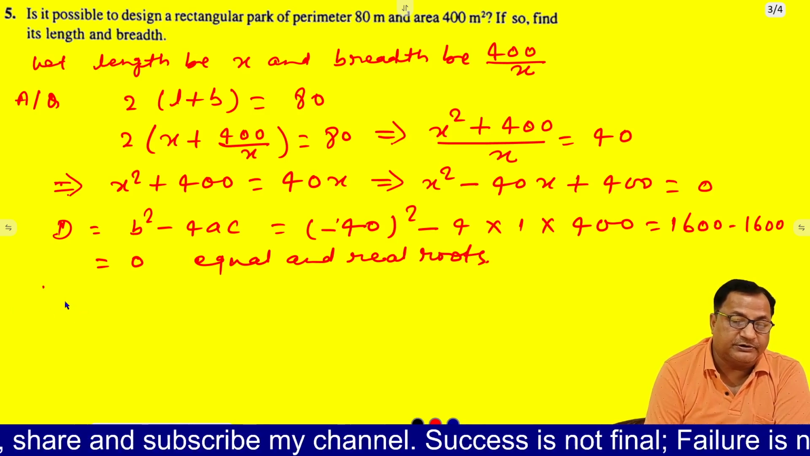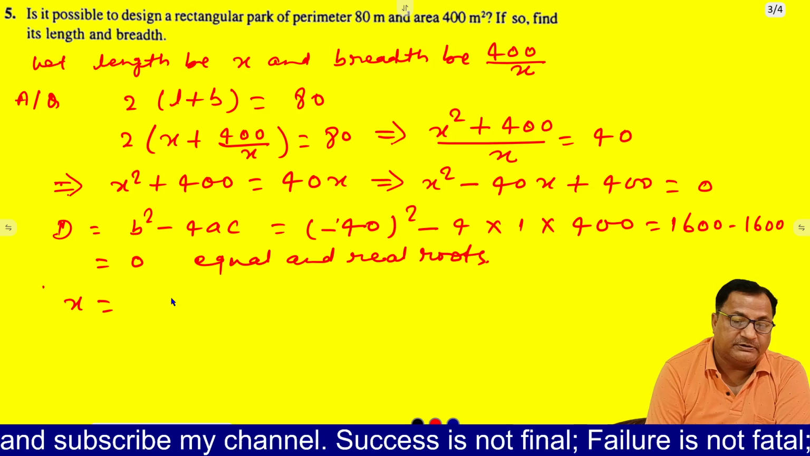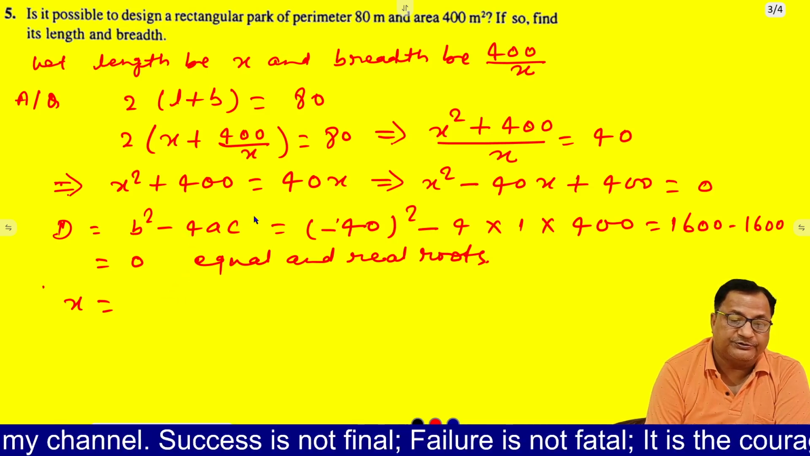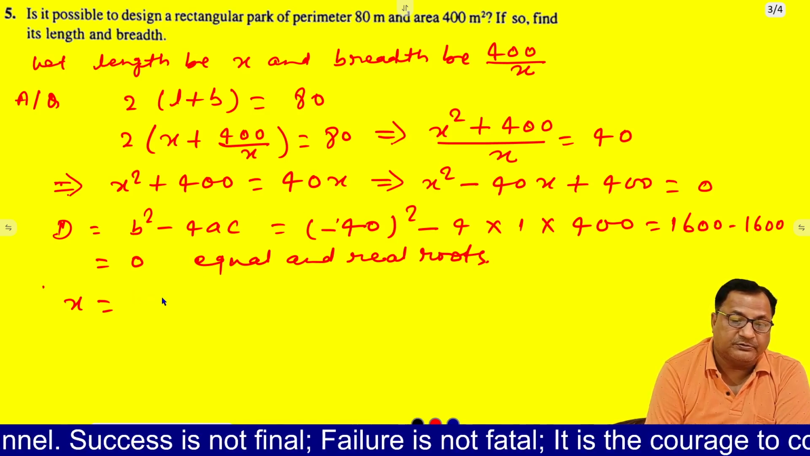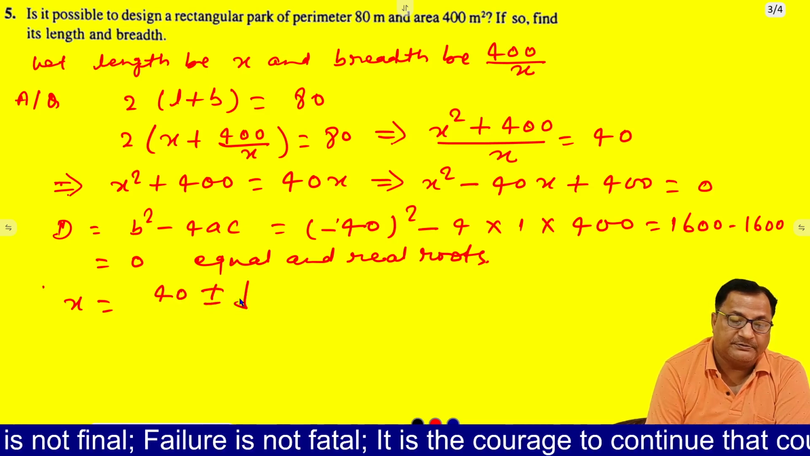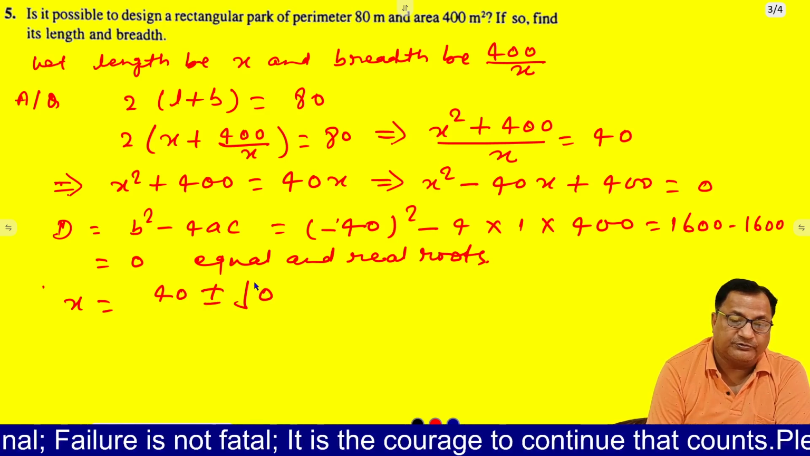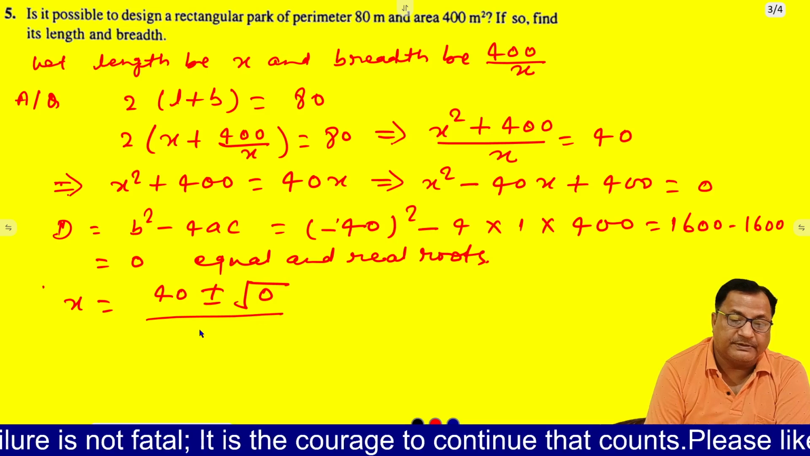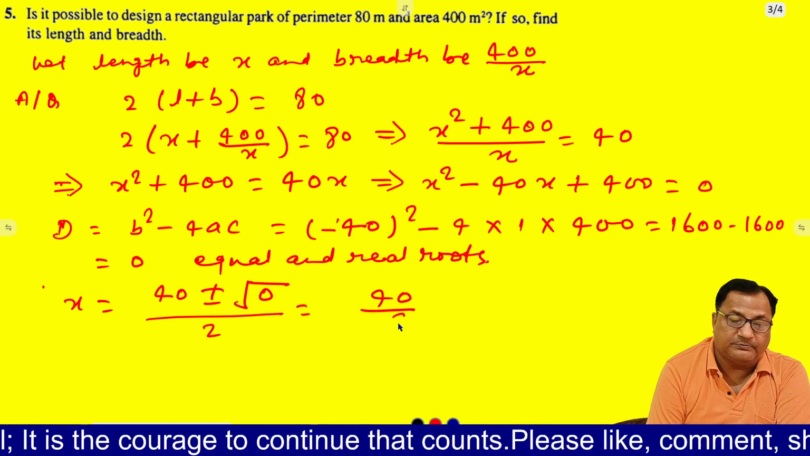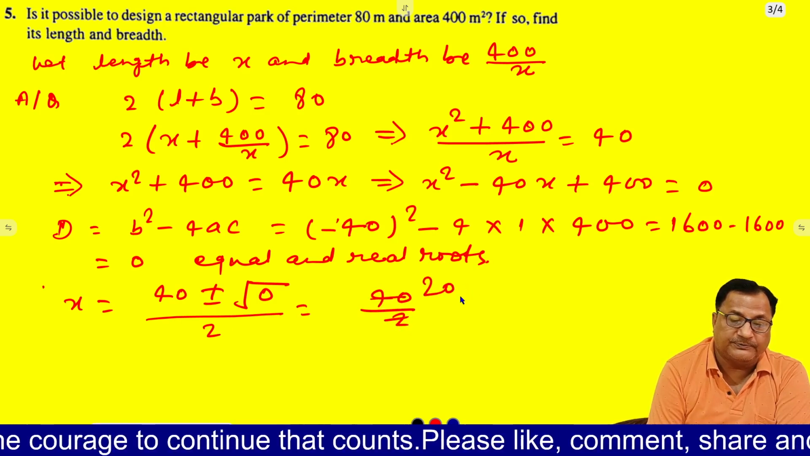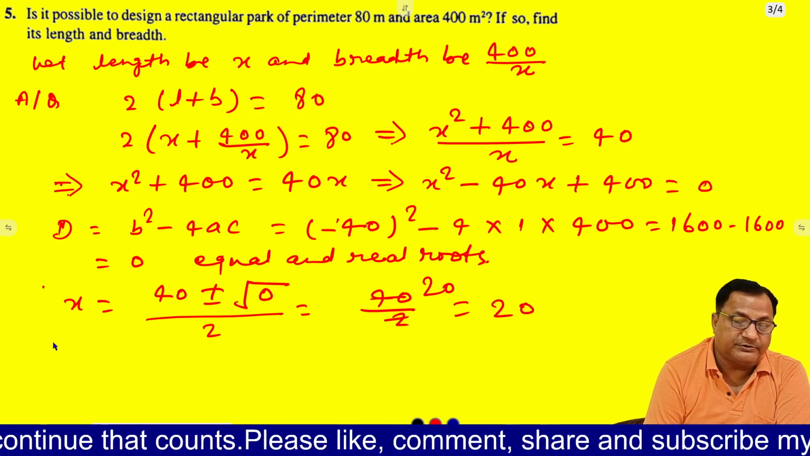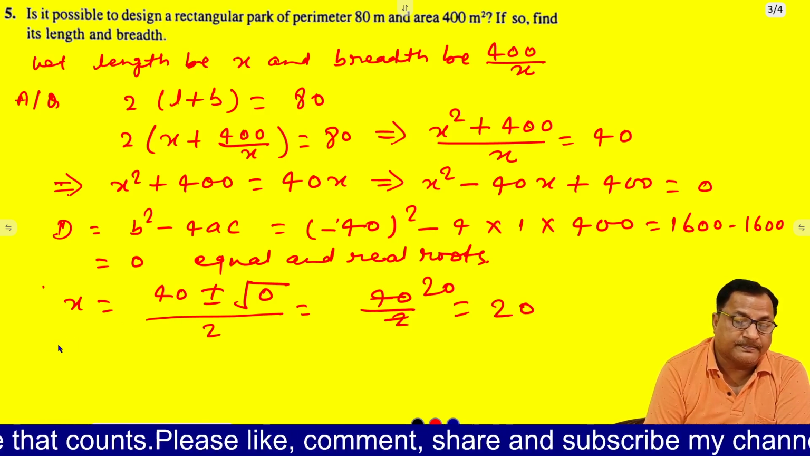Now x is equal to minus b plus minus square root of b square minus 4ac, all divided by 2a. So this will be 40 plus minus 0 by 2, which is 40 by 2, equal to 20. So x is equal to 20, which means length is equal to 20.